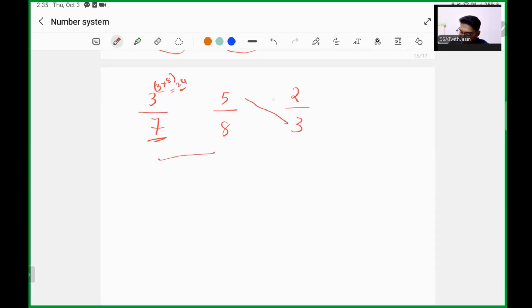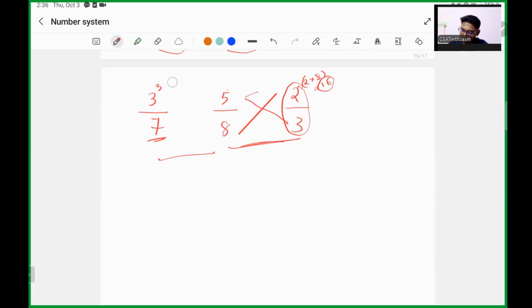Now you compare these two fractions. Here it will come 5 into 3, and here 2 into 8. So 5 into 3 is 15 and 2 into 8 is 16. So you know 16 is greater than 15. So among these two fractions, this is greater. In this way, you might need to do two calculations here. In two steps, you can find out that 2 by 3 is the greatest fraction.